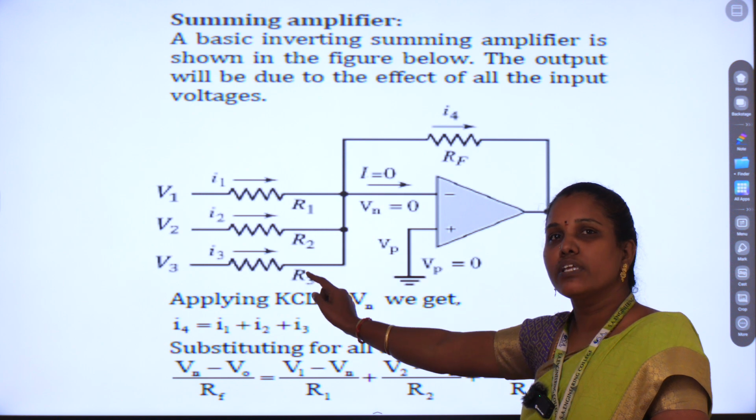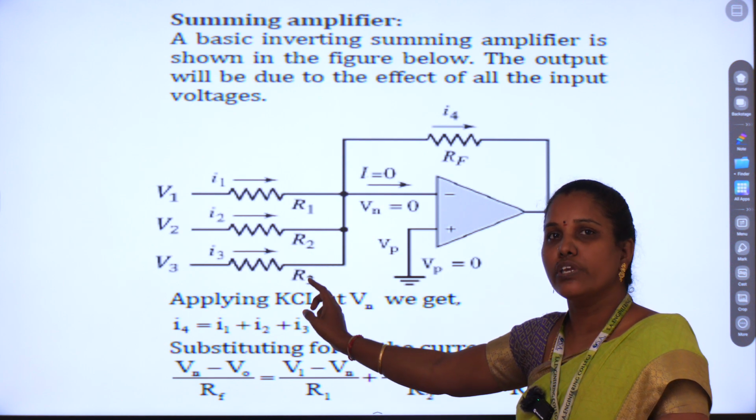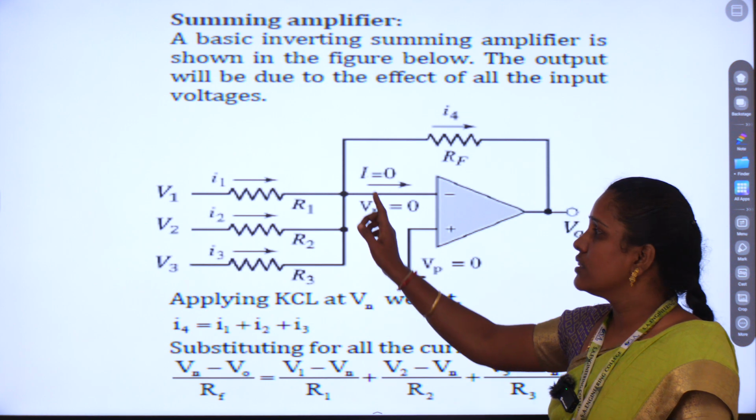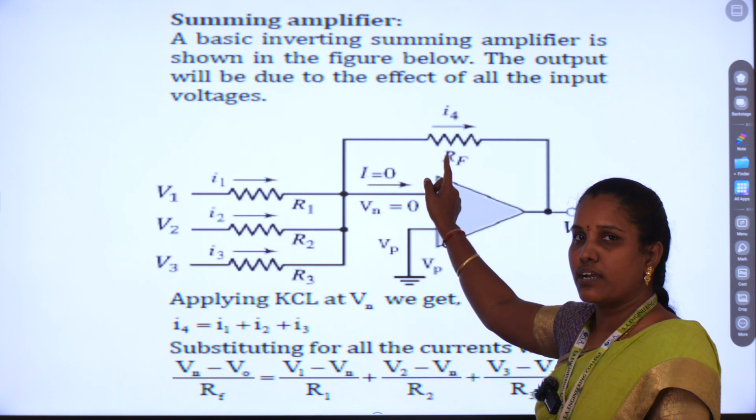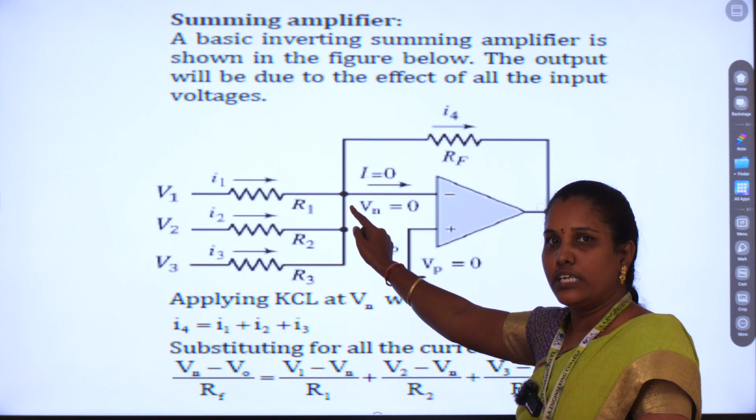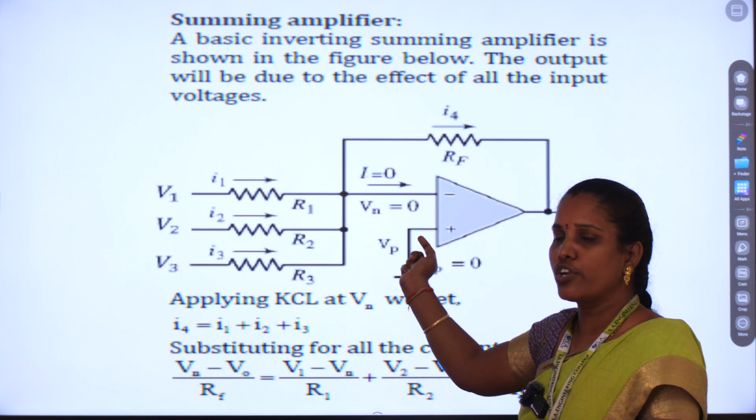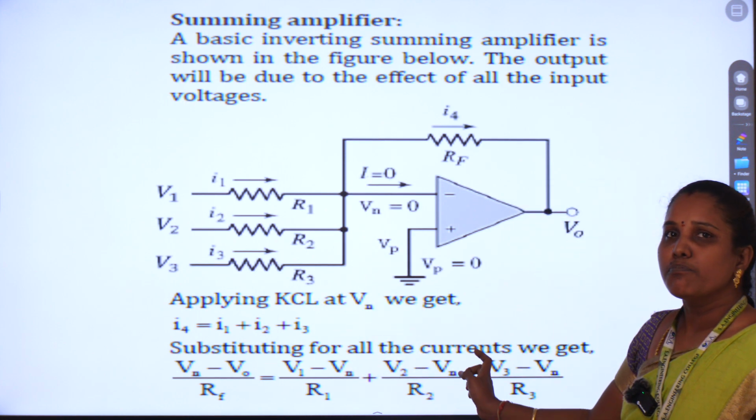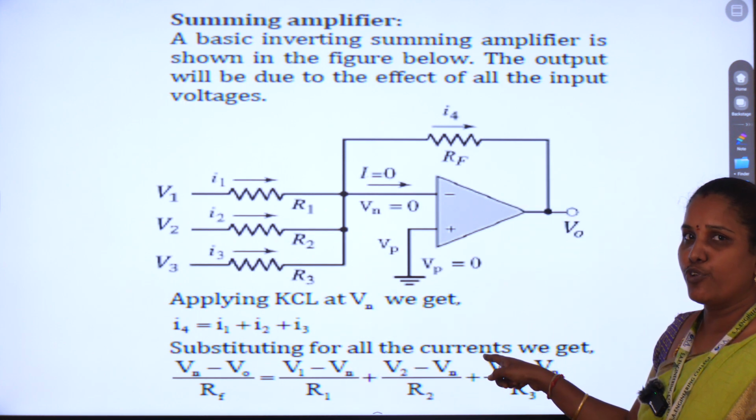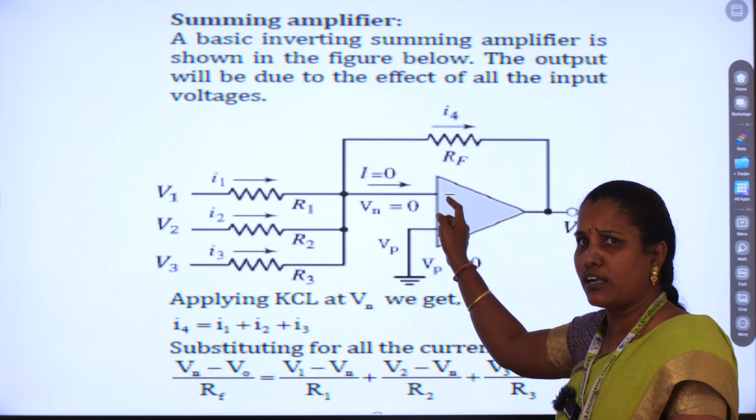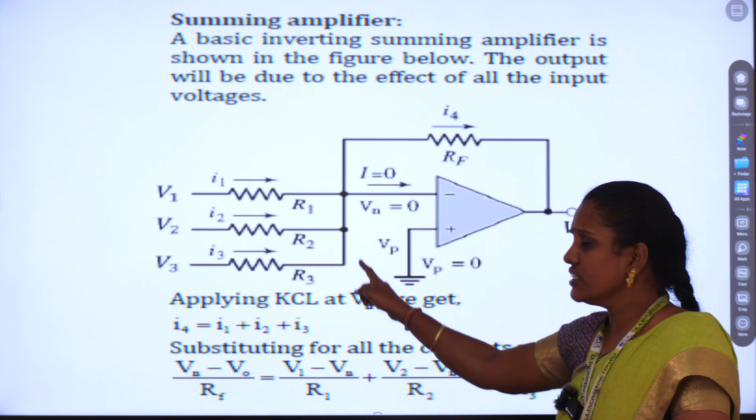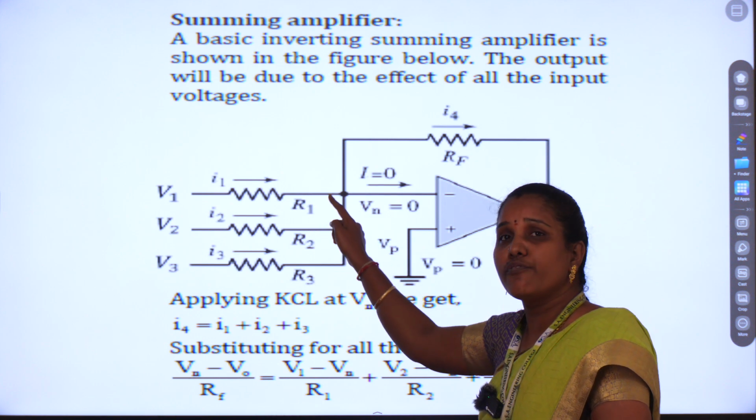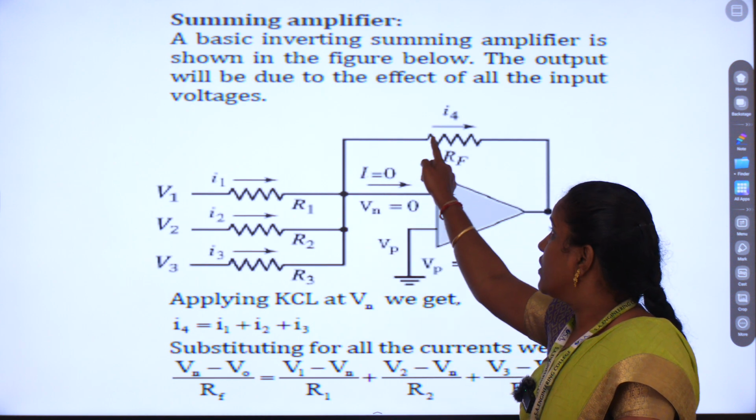Here I have given three voltages, V1, V2, V3. According to the ideal operational amplifier, the input current is the same as the feedback current. The node point voltage at the inverting terminal is assumed to be 0. So we can measure the total current flowing here. According to Kirchhoff's current law, the current entering the common node point at the inverting terminal, I1 plus I2 plus I3, is equal to the leaving current.